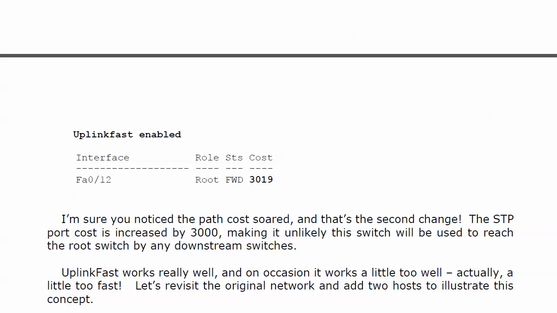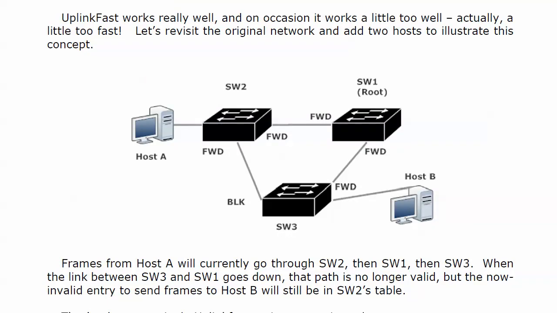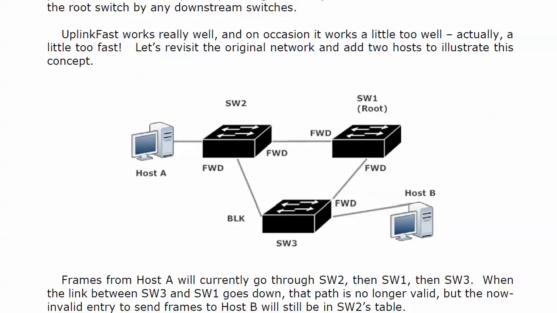Let's revisit our original network, and I've added a couple of hosts to illustrate this concept. Frames from host A to host B are currently going to go through switch 2, then switch 1, then switch 3. So we know, even though we weren't given the port speeds, that's why you always want to check your port speeds, the link between 2 and 3 must be pretty slow in this example.